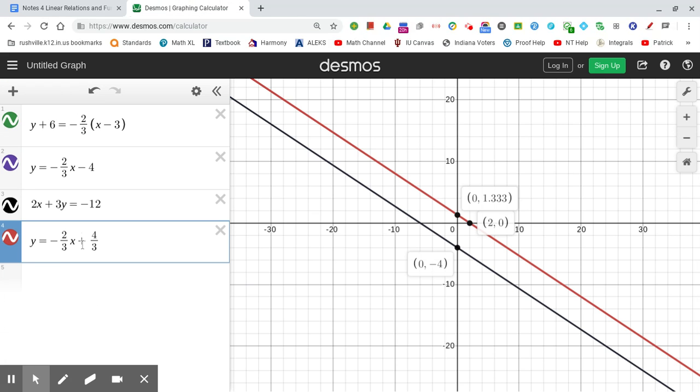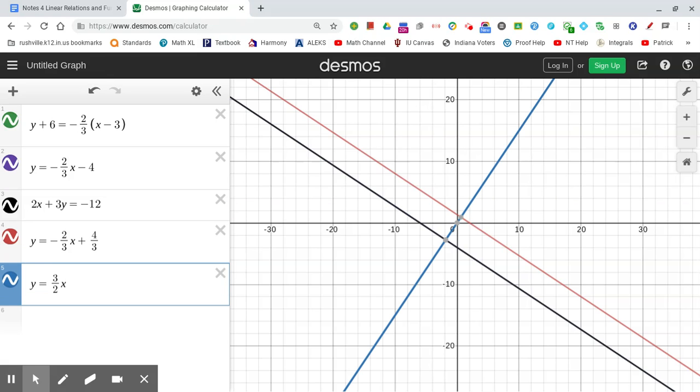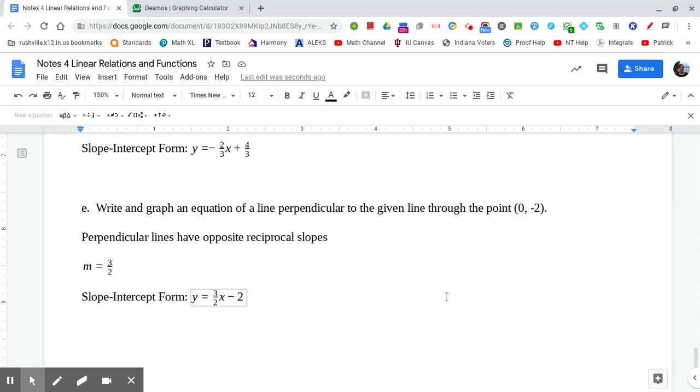So last thing that I'm going to do is graph this. So y equals 3/2x, and then -2. And I'm going to see now I have a line that is perpendicular. All right, so a rather lengthy example, but it went through several topics that you need to know for linear equations.